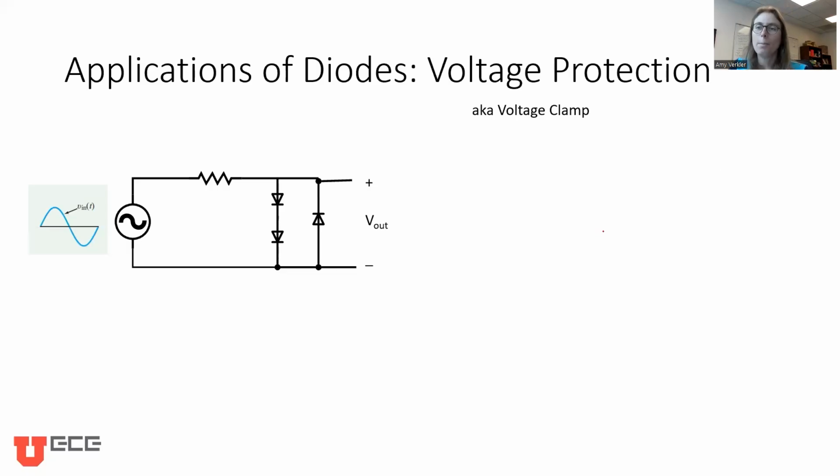Okay, let's talk about some applications of diodes now. The first application we'll look at is for voltage protection. We also call this a voltage clamp. So we are actually going to have some time varying input voltages now, which you can see over here on the left. So this is something we'll work with a lot more later in term.